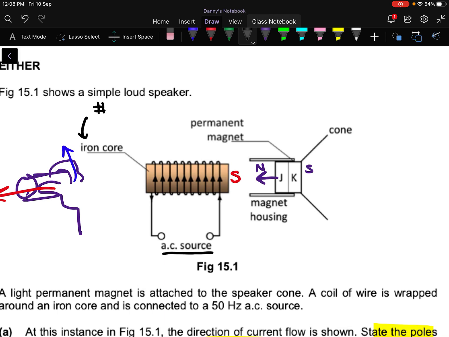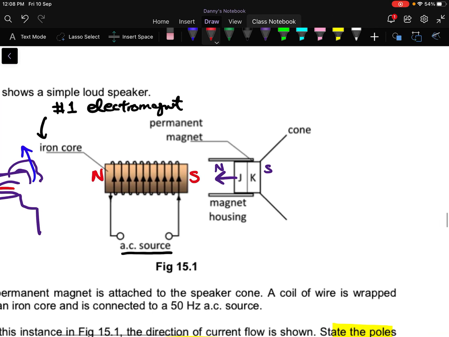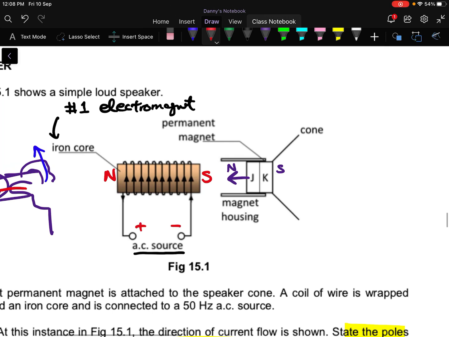It means what? It means that when it is being turned on, your iron core here will turn into an electromagnet, or you can say induced magnet. And this induced magnet is special in a way that the poles over here are not fixed, because your AC source sometimes is plus minus, sometimes is minus plus. So this is what we call an alternating pole.